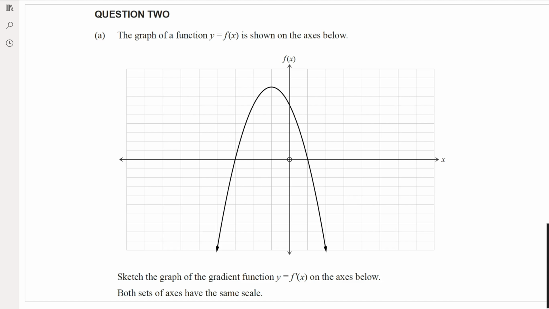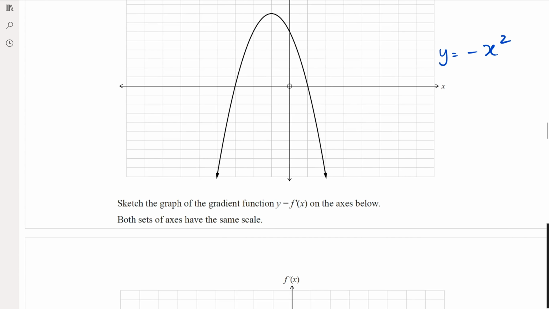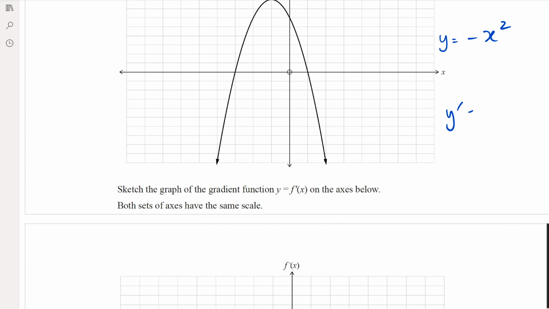One thing that I'd say is, I've seen this done so many ways. Looking at this, it's a parabola. It's an x squared parabola. It's a minus x squared parabola because it's upside down. That means when you differentiate it, your shape somehow needs to look like this, negative 2x, which means it's going to be a straight line and it's going to be facing down.